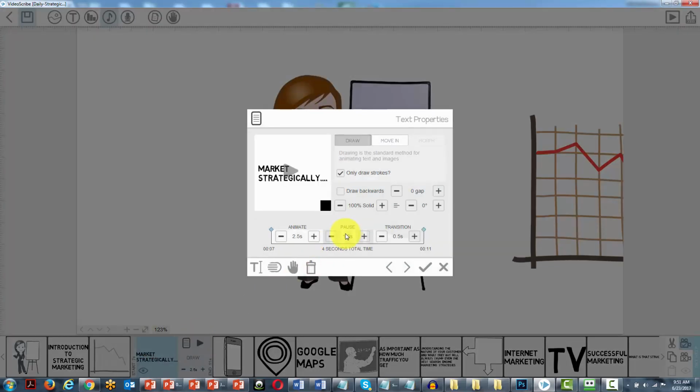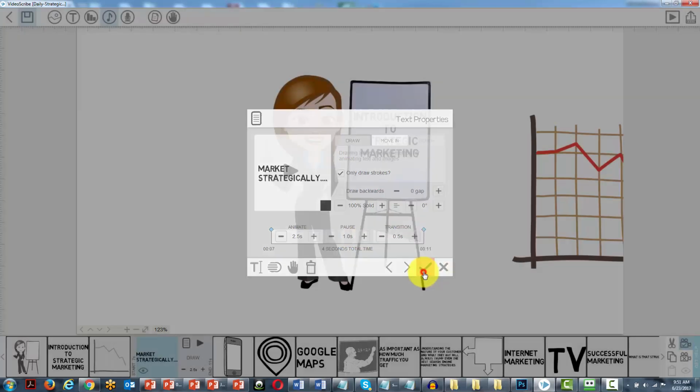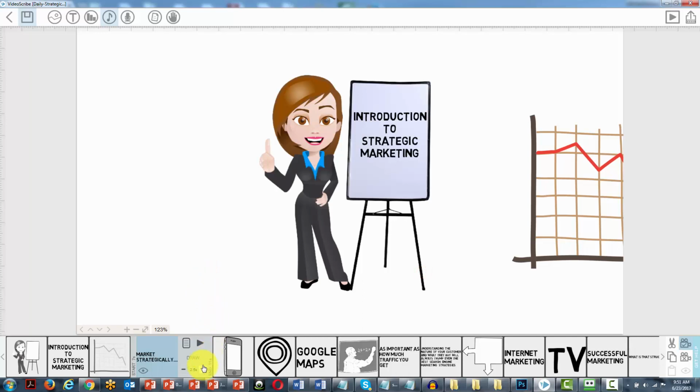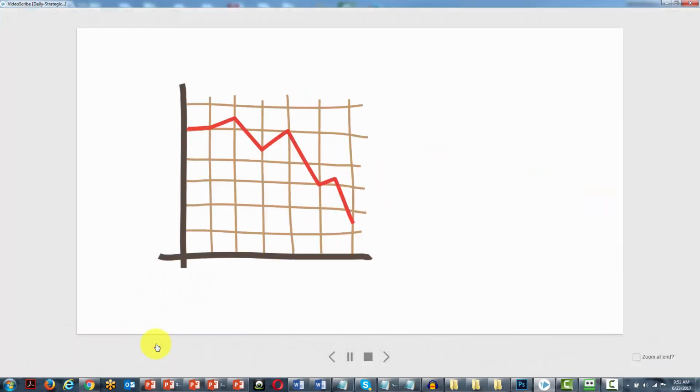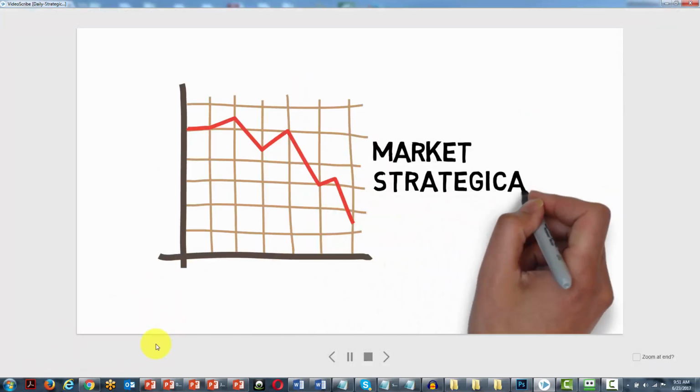And so you are actually doing each scene as one piece, but you control the pause so that it gives you additional time for the words to appear on the screen. So for example, let's take a look at market strategically after the chart. Or in difficult economic times, they must market strategically.